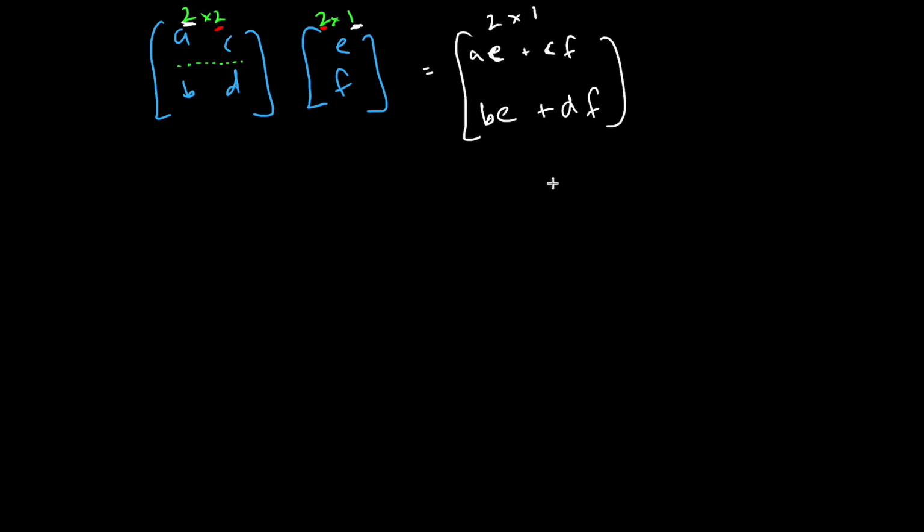This would be my resulting matrix. As you can see, it is a 2 by 1 matrix: 1, 2, and then 2, or one column right here.